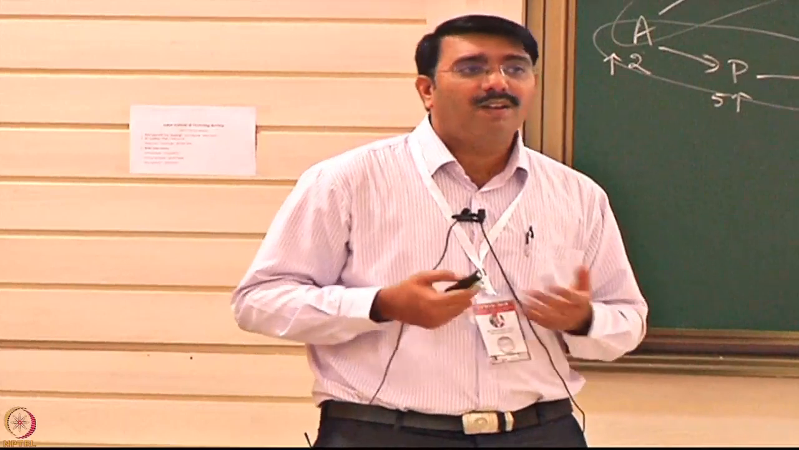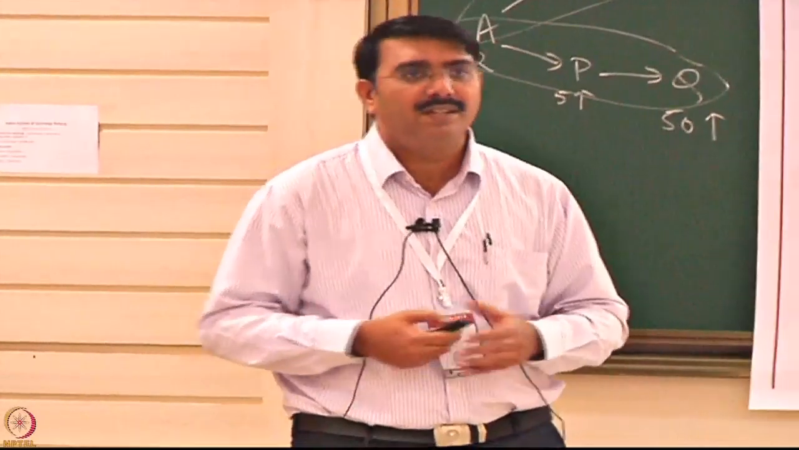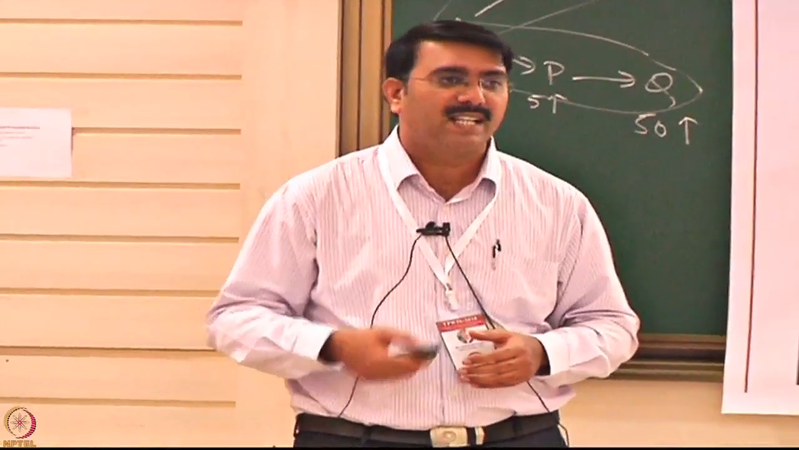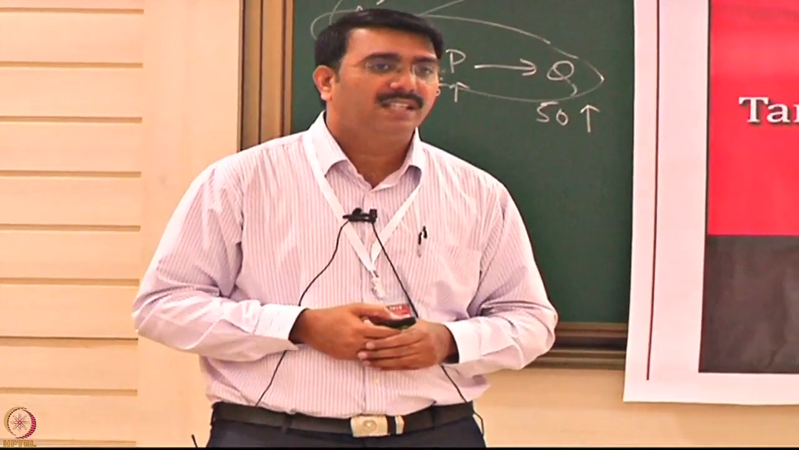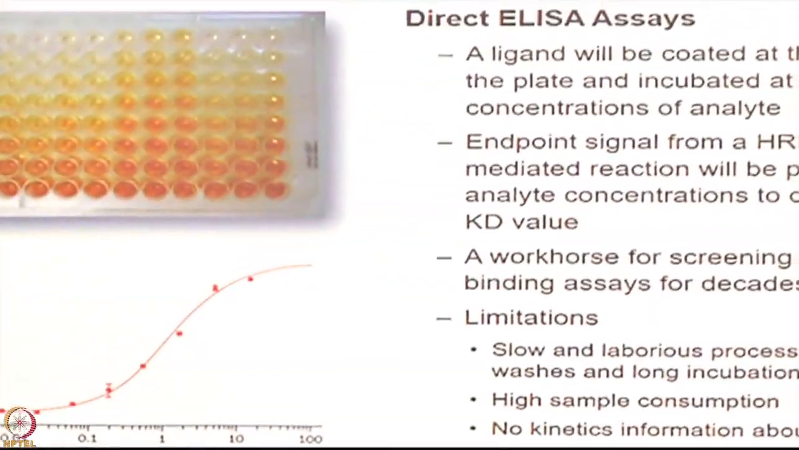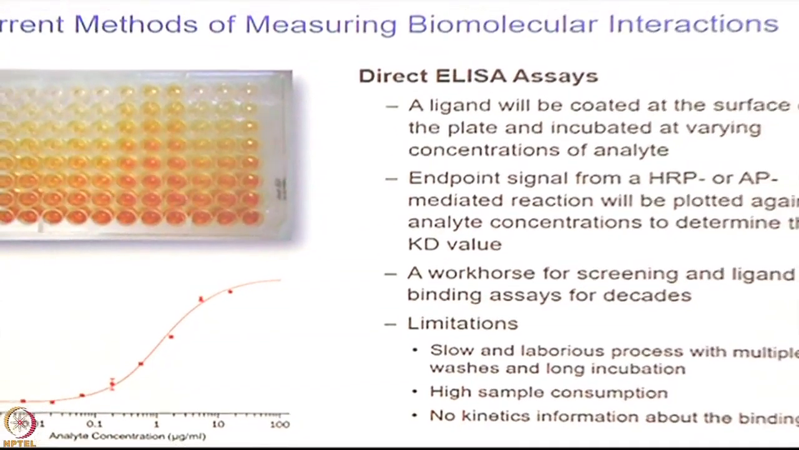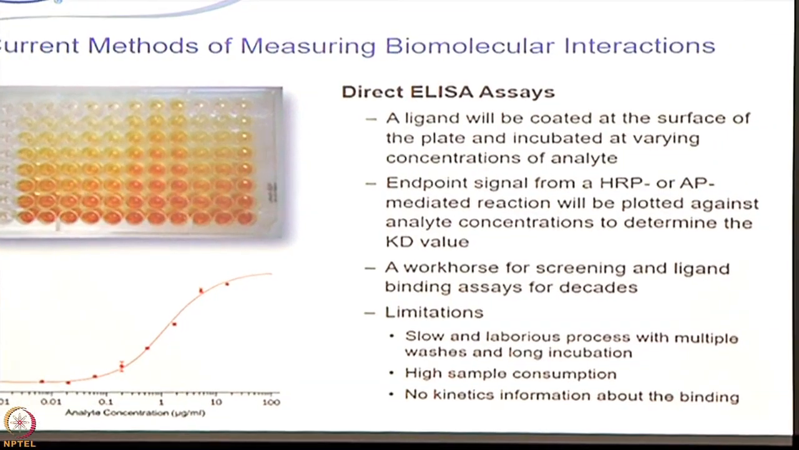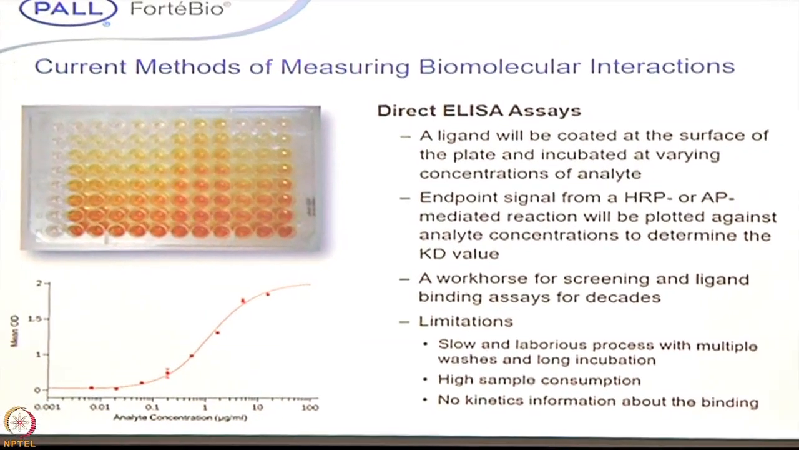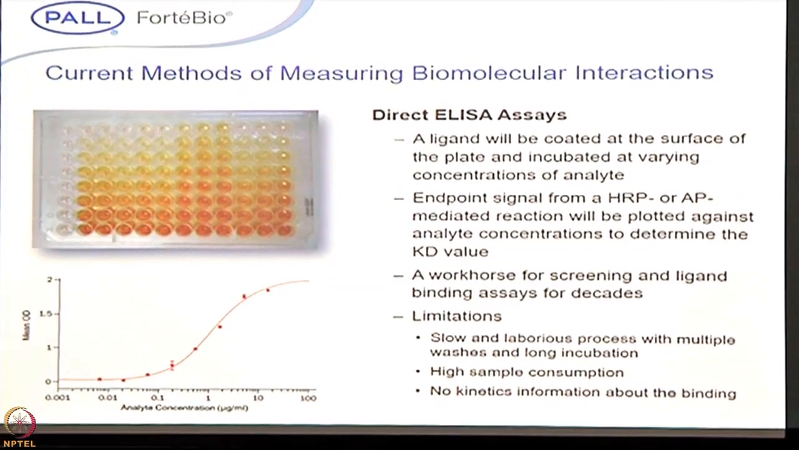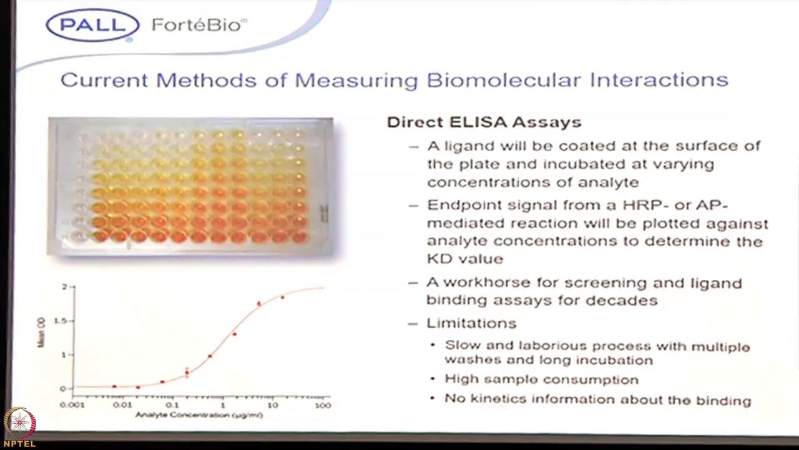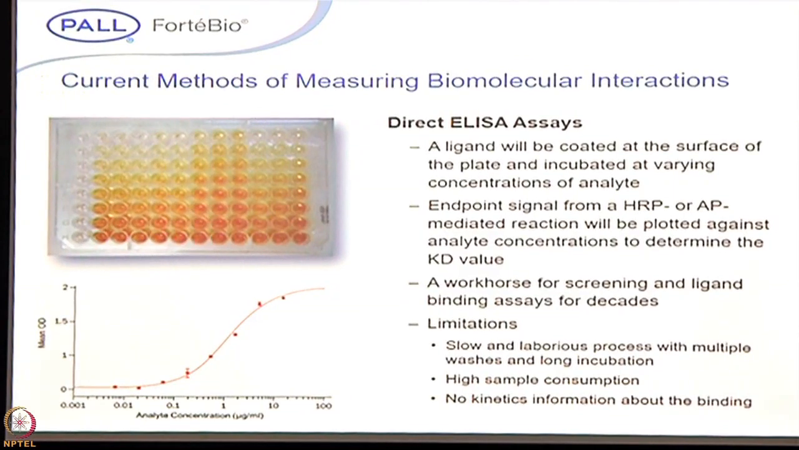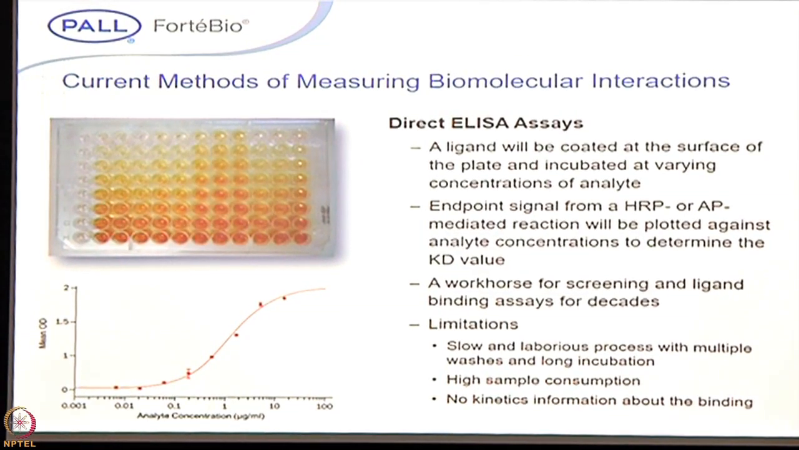If you look at the conventional technologies people routinely use, ELISA based platforms are used for the screening of interactions. The limitation of ELISA is that it is time consuming, and you require more manpower to develop the assays, then screen further and select the right candidate. It takes a long time, the consumption of reagents is also more, and it is more laborious.